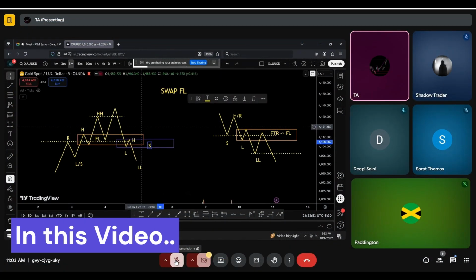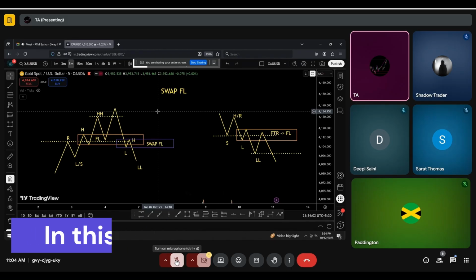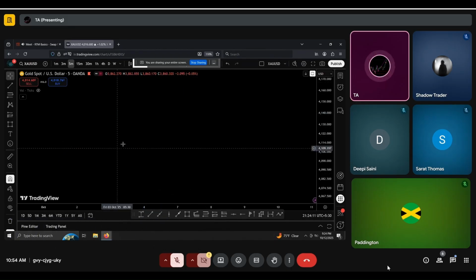We call this SwapFL, right? This box will be called a SwapFL. I will draw the FTR and FL quickly, and I will show how FTR is formed and then how it converts to FL.